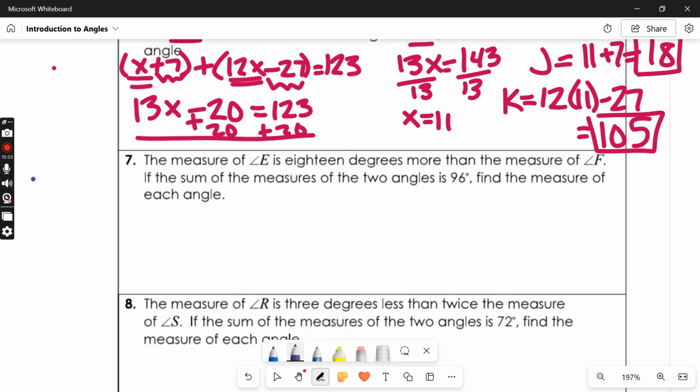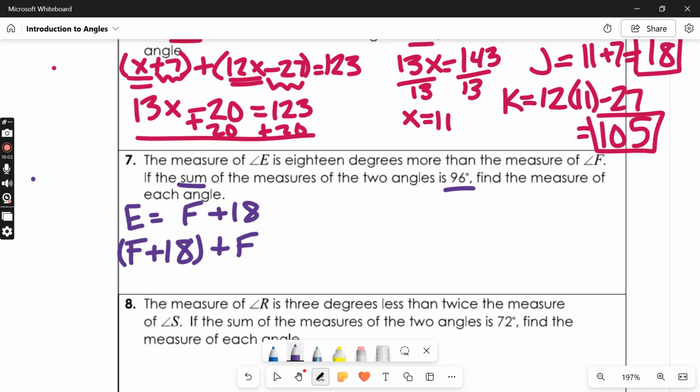Okay, the measure of angle E is 18 degrees more than the measure of angle F. So E is 18 more, means I'm adding 18 to something, 18 more than the measure of angle F. It says that the sum of the two is 96. So I'm going to set this up. I'm going to add angle E, which is F plus 18, and angle F. When I add those two together, I should get 96.